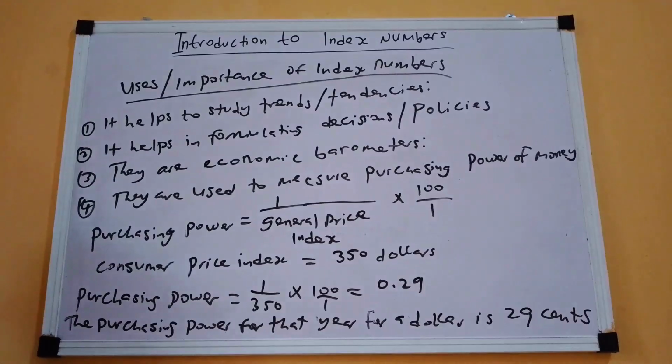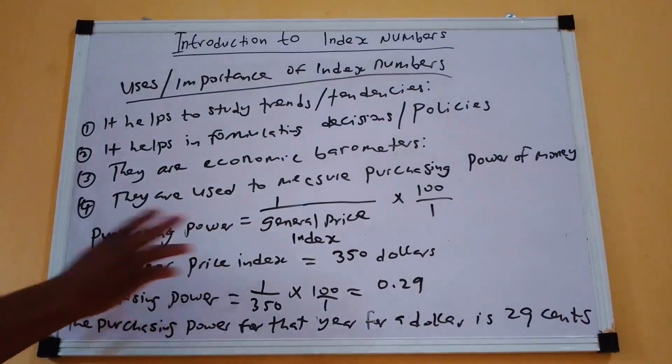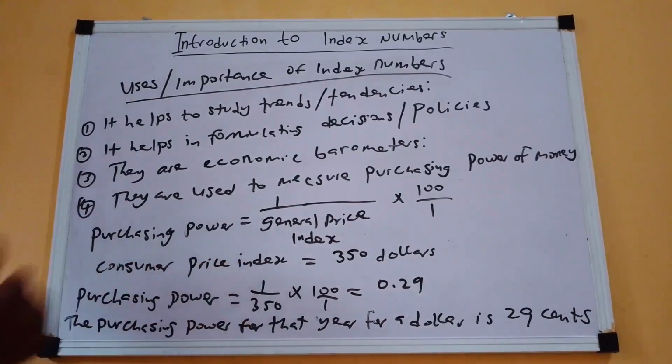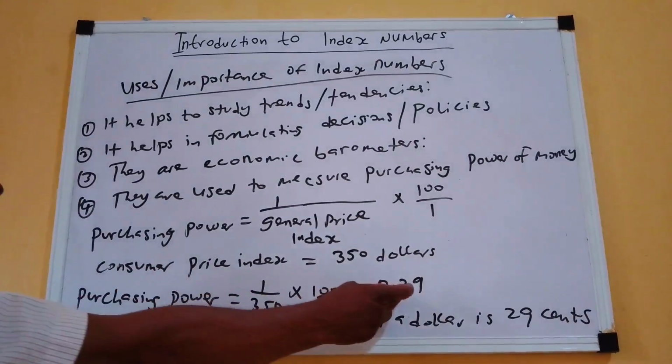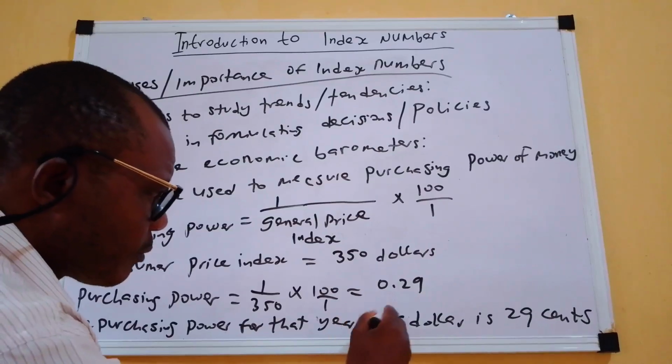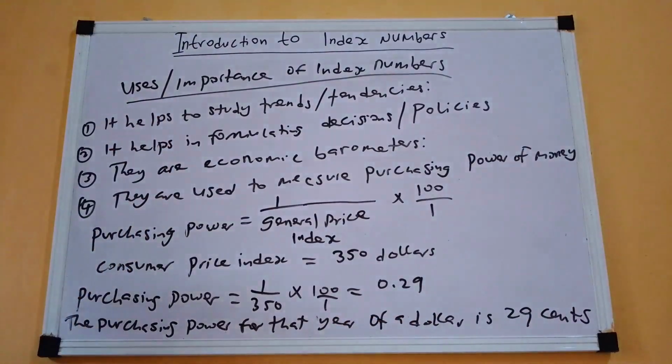That is the interpretation. So you can see the consumer price index of a particular year is $350. Now we can calculate the purchasing power, and it has been calculated. It's 1 over the consumer price index, or you can call it the general price index, multiplied by 100 over 1, and you have this in cents, because 100 cents gives us $1. So the purchasing power for that year of $1 is 29 cents, as compared to the base year.